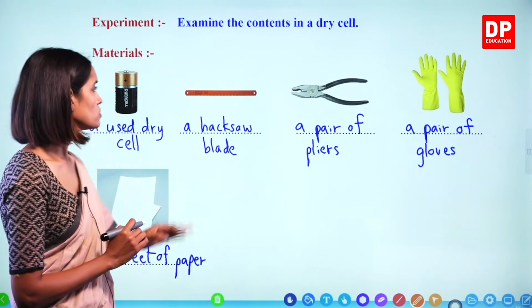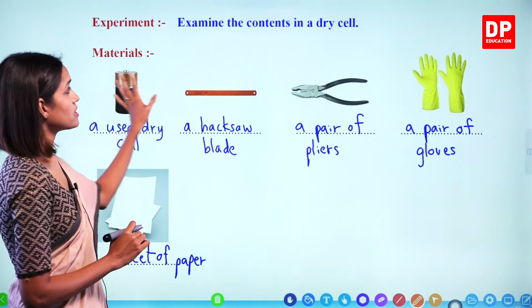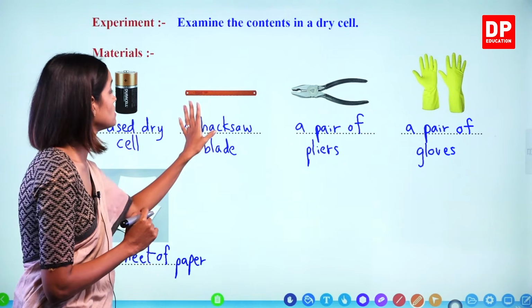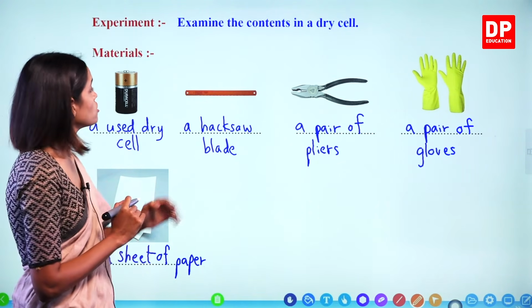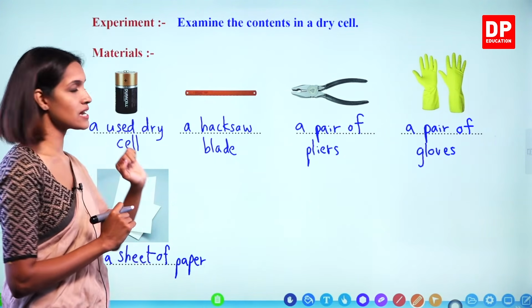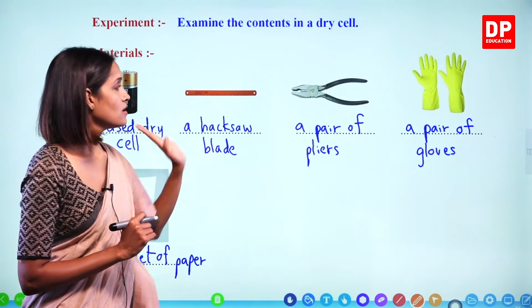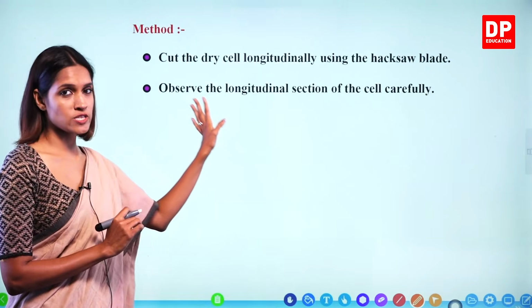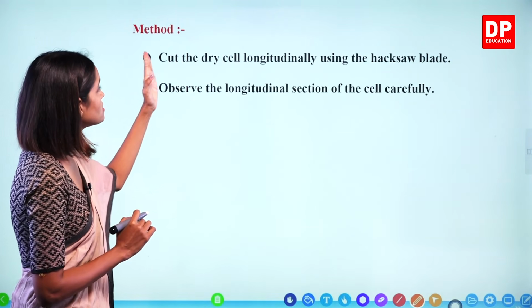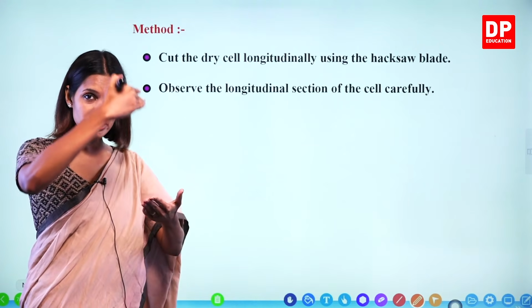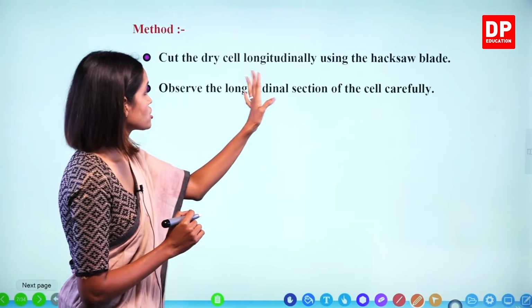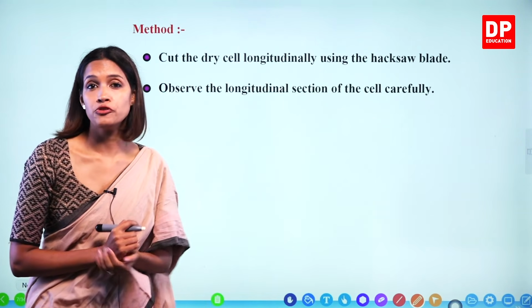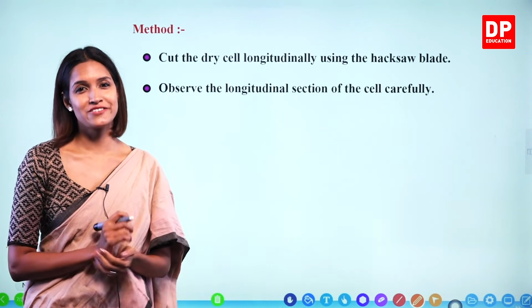What do we have to do? In order to examine the contents in a dry cell, you have to open this dry cell. You have to cut it using the hacksaw blade. And you can take out the things present inside this dry cell using the blade and the pair of pliers as well. Okay? So what is the method? The next step of the experiment, write in the method: cut the dry cell longitudinally, it means vertically, using the hacksaw blade and observe the longitudinal section of the cell carefully. Now we will go to the lab and do this activity.